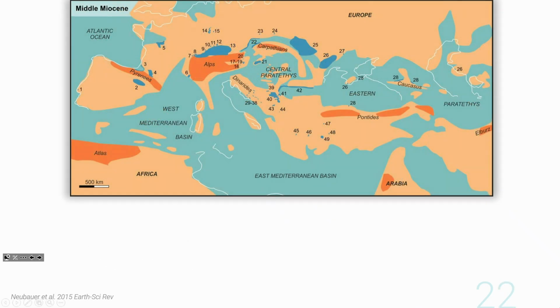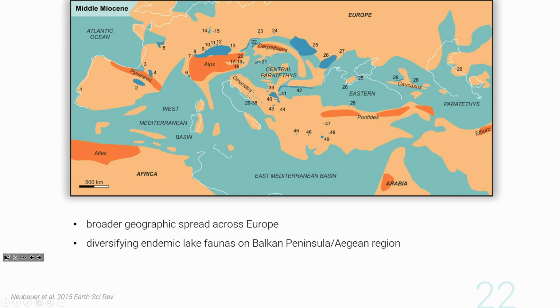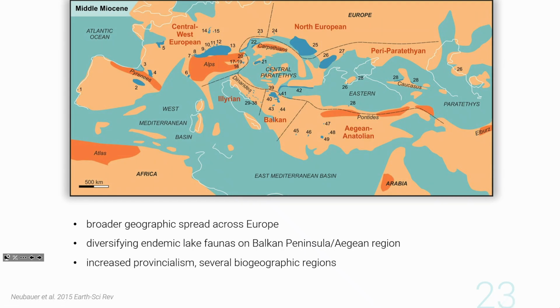In the middle Miocene, we have a bit of a bigger spread across Europe. We have more faunas in the east. We have a spread also here, Balkan Peninsula, a bit more lakes, more diverse faunas, also faunas in the Aegean region. And we have an increased provincialism, several biogeographic regions, basically similar to before, but here we have some more faunas, and also with the spread of the Paratethys region we have spread of this diversity.